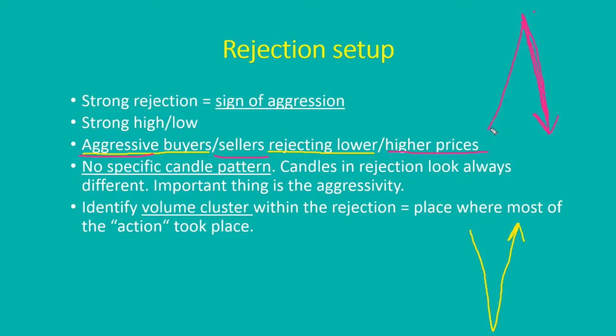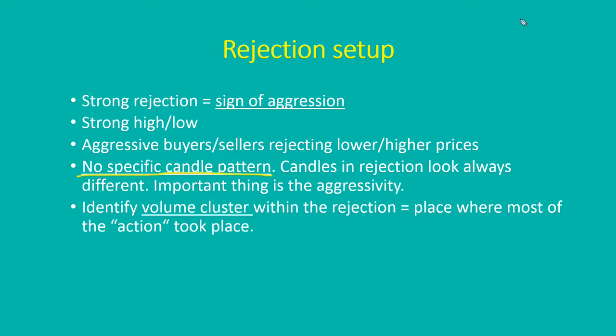The movement needs to be swift and the rejection must be really nicely visible. Alright? This is how it needs to look like. There is no specific candle pattern to this, so it can be one candle, for example pin bar, but it doesn't need to be pin bar. The important thing here is the aggressivity, how the price turned. So there is no specific candle pattern.